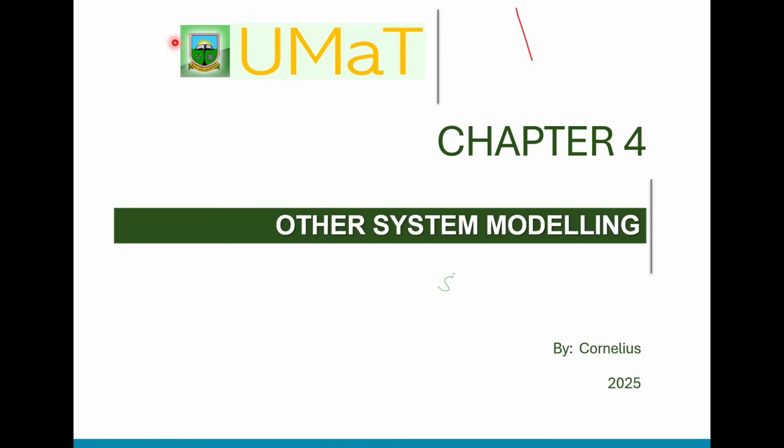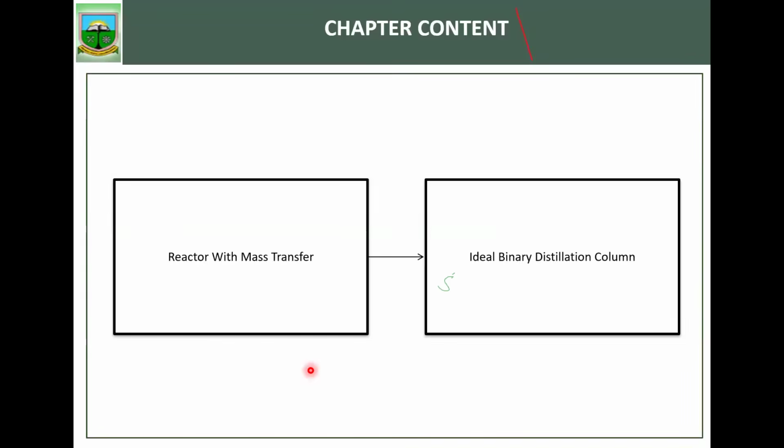Okay. So in this part, we look at a mass transfer reactor. So we look at a reactor that has mass transfer occurring in that system. For example, you have a liquid and gas, where the gas will be absorbed into the liquid. So there's a transfer of the gas into the liquid from whatever product you want.